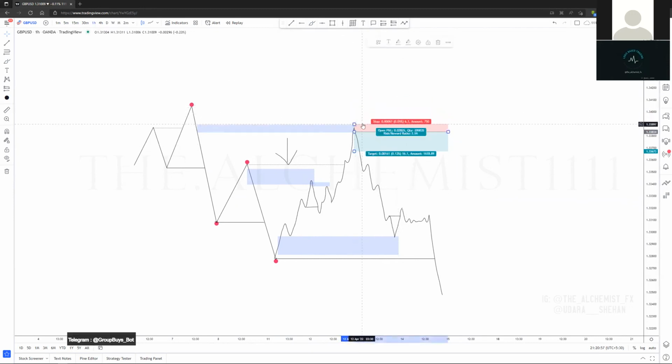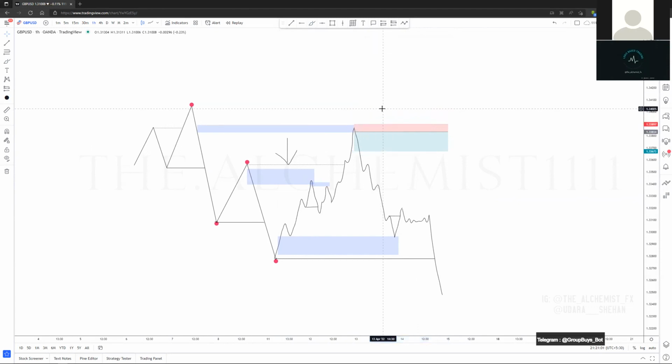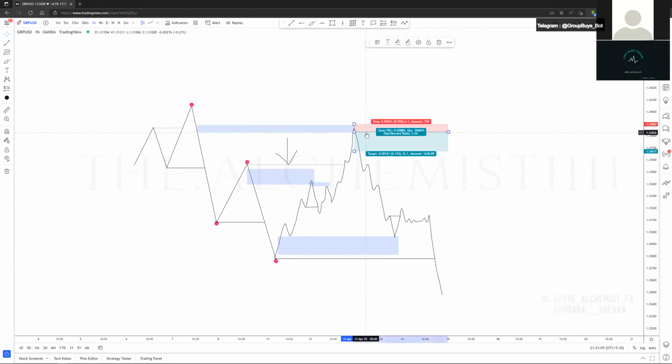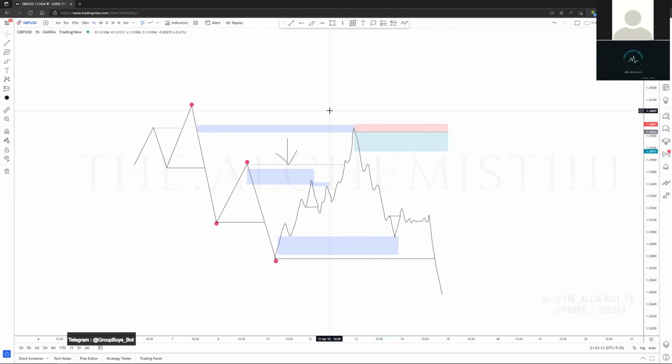I don't use anything more than 5 pips or less than 2 pips, so the maximum would be 5 pips. I'll show you. And the other thing is, we don't even have to go into the lower time frames. We can get the 3 to 5 pip stop losses from the 1 hour time frame itself, sometimes even from the 4 hour time frame.